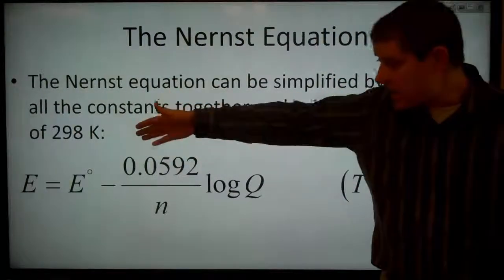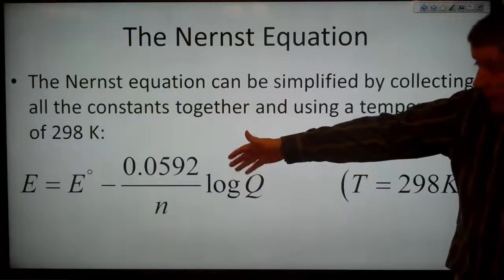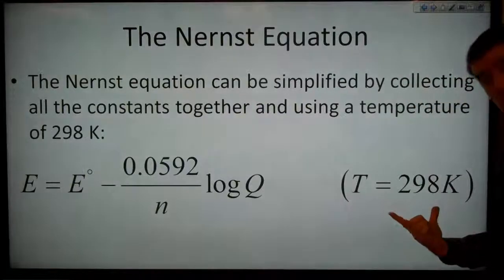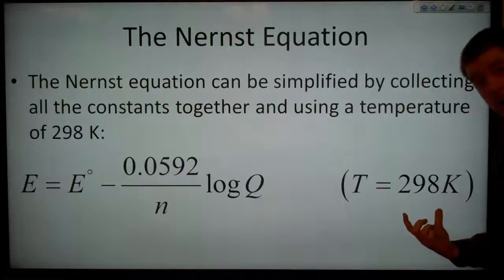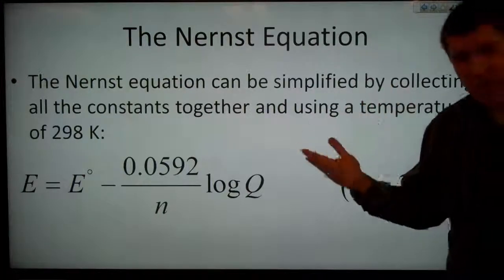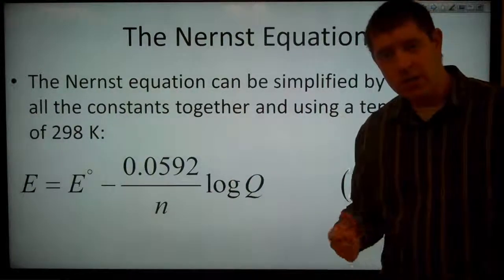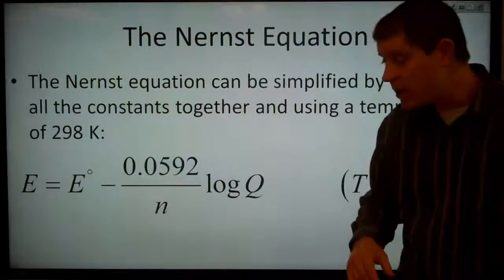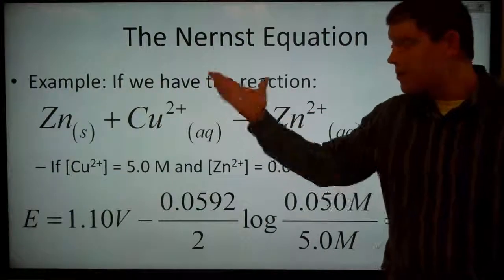So now we have E equals E naught minus 0.0592 over n times log of Q, and this now is only true if the temperature is 298 K. That's going to be roughly true for most laboratory conditions. So as long as you're working at roughly room temperature, that equation is fine. So let's look at an example.